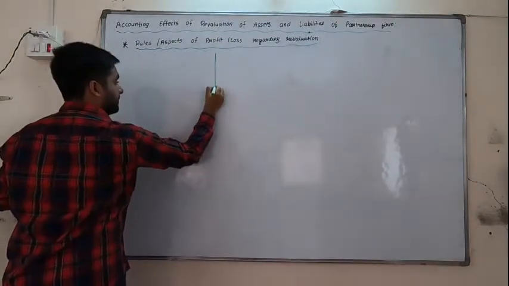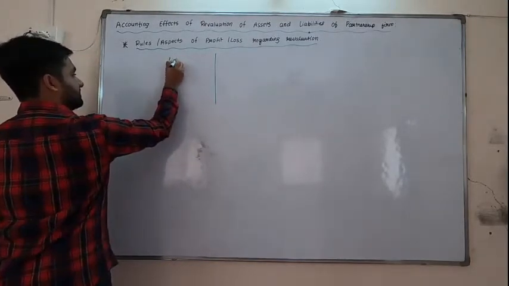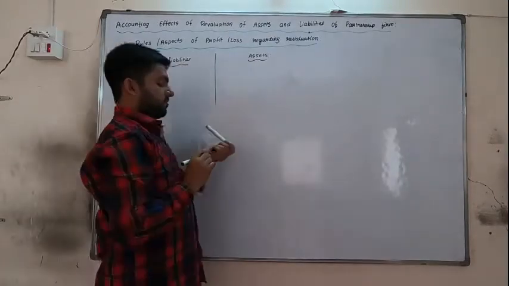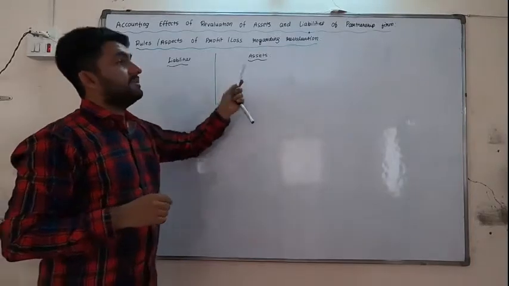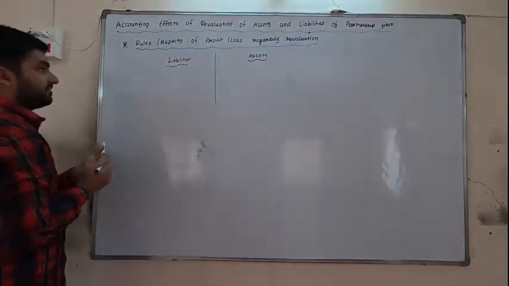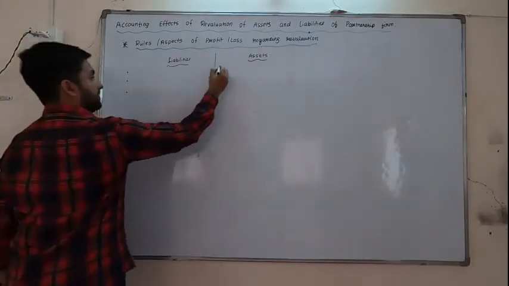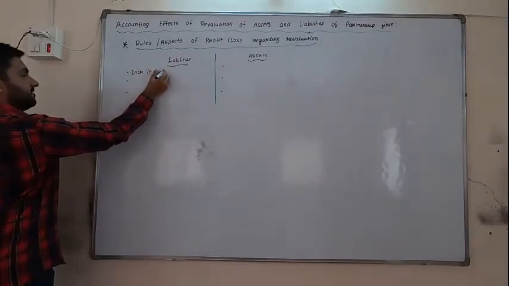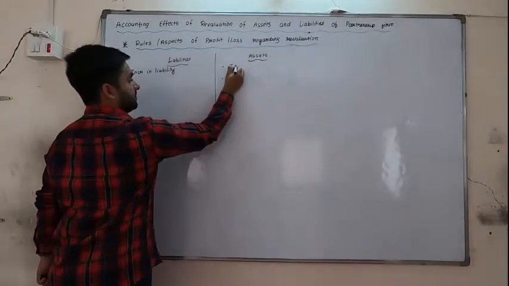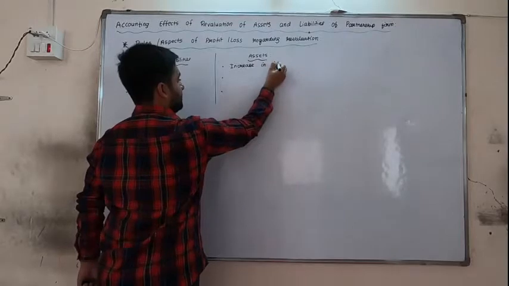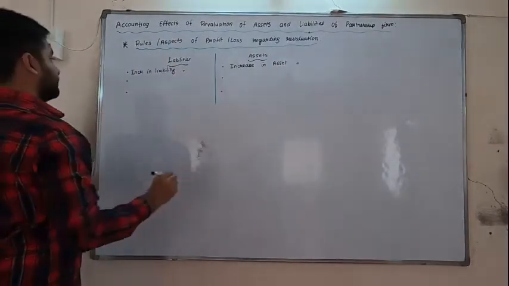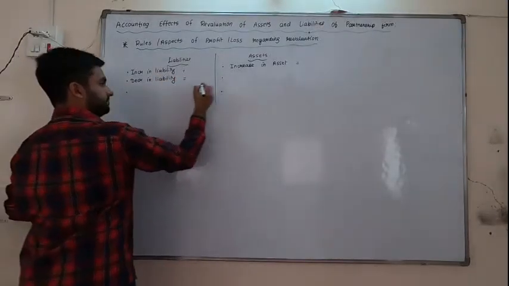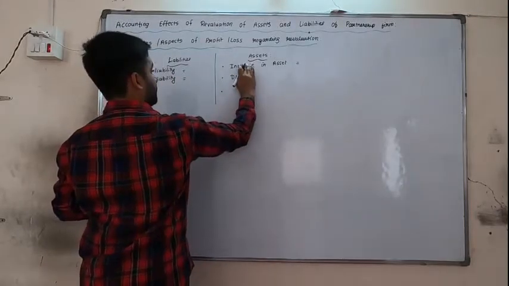For that, in the business, there are two aspects, that is liabilities and assets. Now I have written these assets and liabilities on opposite sides. The reason is that the effect of liability will be the opposite of the effect of assets. You know that. So there are three aspects on both sides, three each. Increase in liability, increase in asset, decrease in liability. We can write it short.